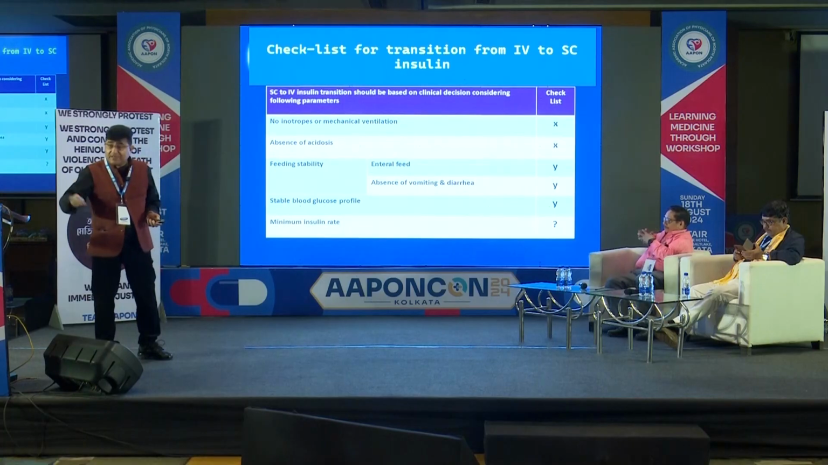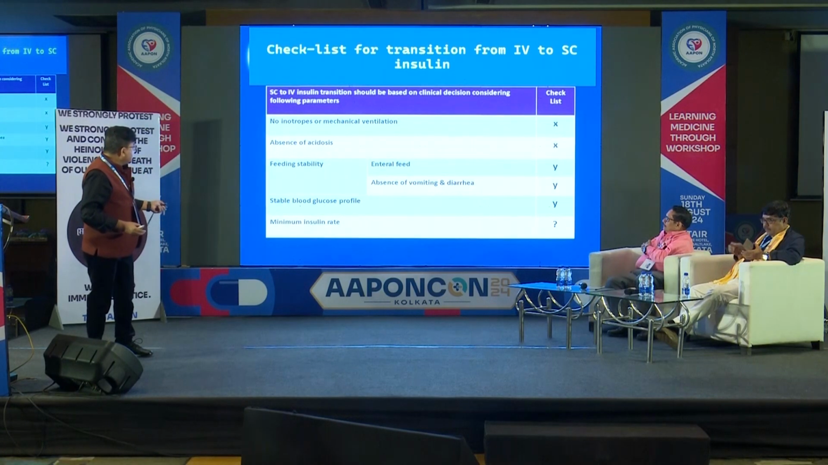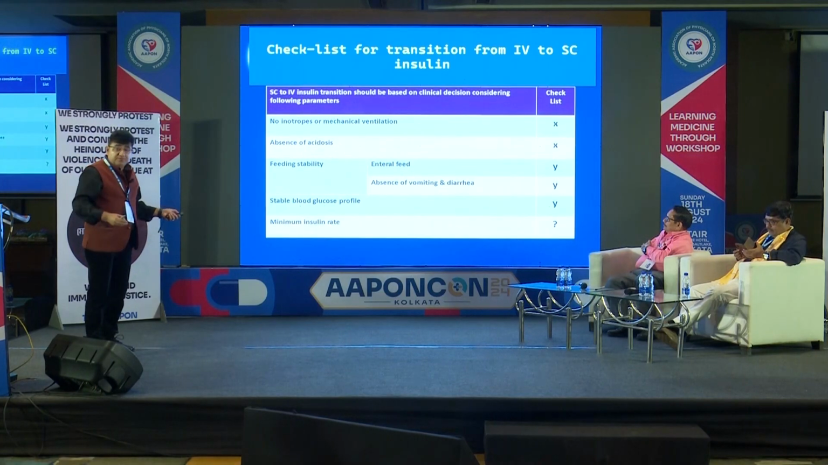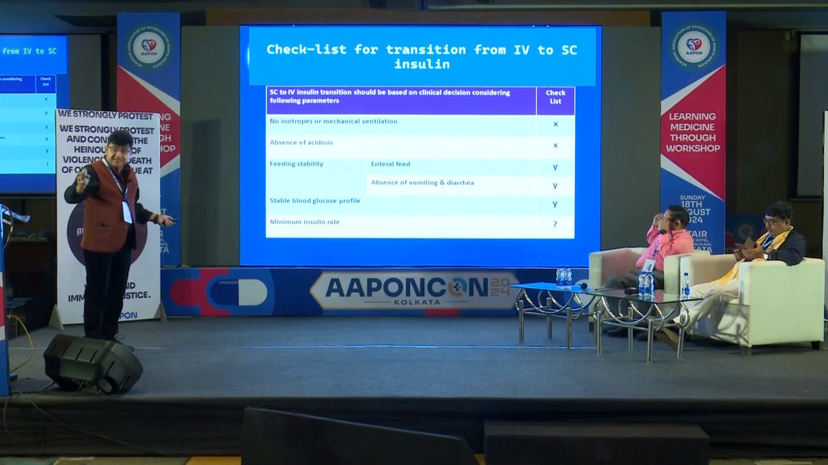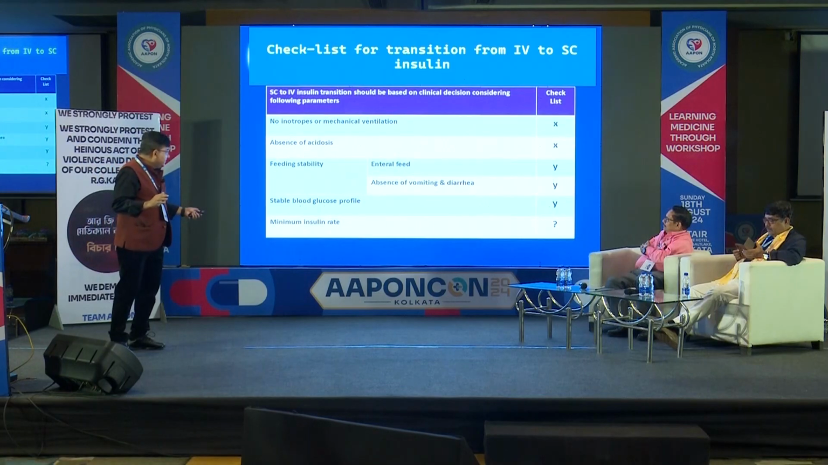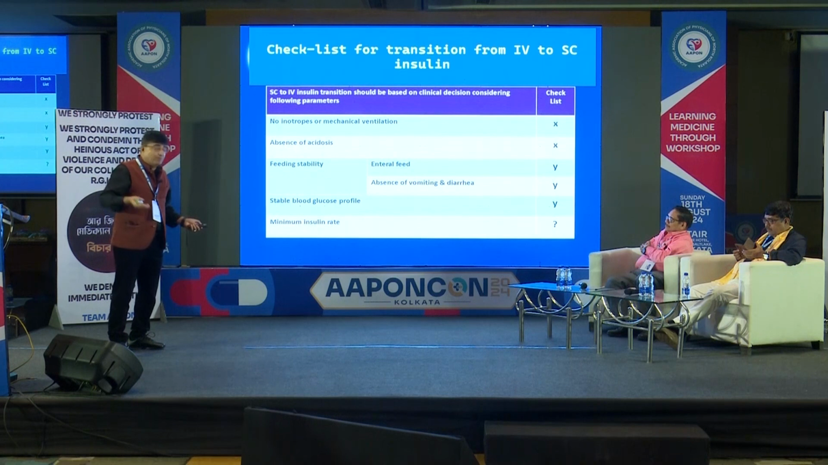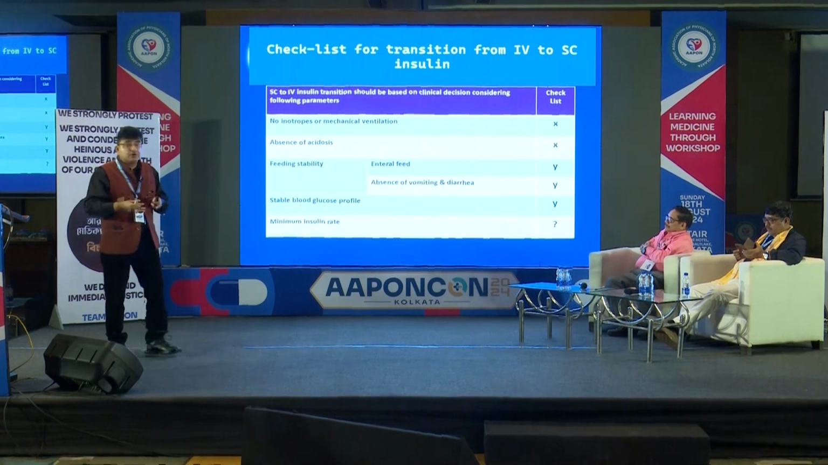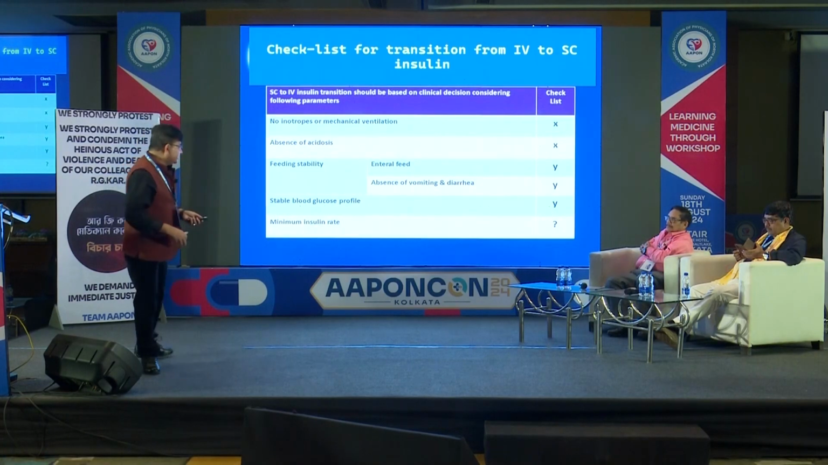So you should go to subcut insulin or basal bolus insulin wherever possible, but the checklist is that the patient should not be getting interventions like inotropes and mechanical ventilation. And patients should not be in acidosis. Mostly patients come with acidosis for various reasons, especially in diabetes. Patients should have a stable feeding pattern, enteral feed or Ryle's tube feed or oral feed. They should not have vomiting or diarrhea, where you cannot calculate the subcut prandial dose based on the patient's intake, because things are going out of the system also.